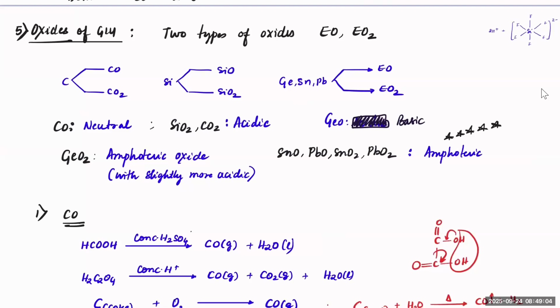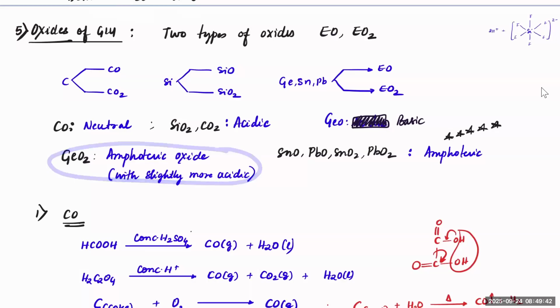Next, let us compare the oxides. There are two types of oxides that can be formed here, EO and EO2. Like carbon can form carbon monoxide and carbon dioxide, silicon monoxide and silicon dioxide, and so on. Carbon monoxide is neutral in nature, while SiO2 and CO2 are acidic in nature. GeO is basic in nature. SiO is hardly observed, so that's why I haven't specified it.